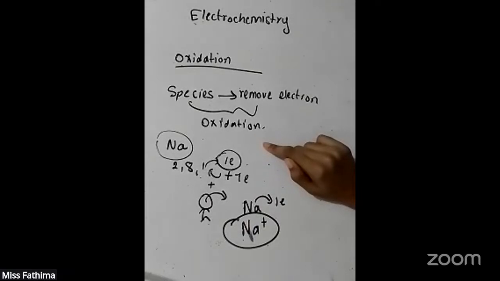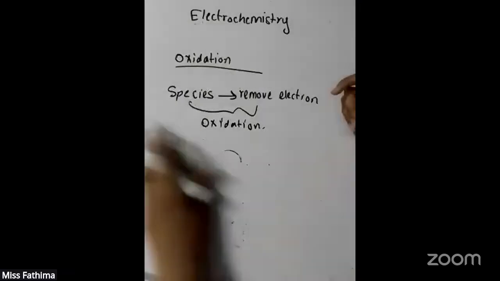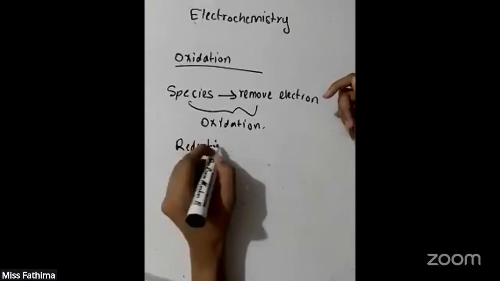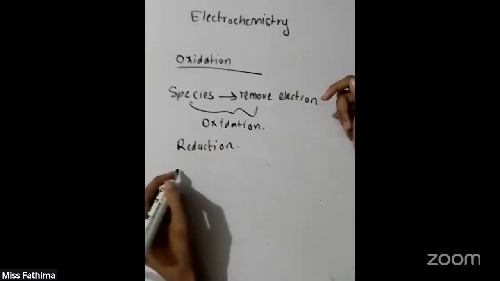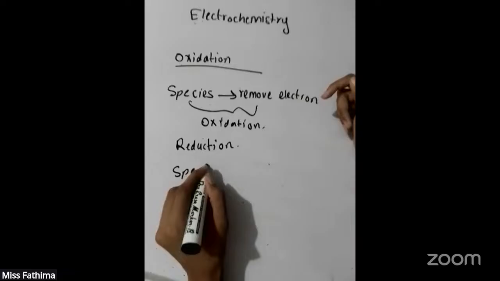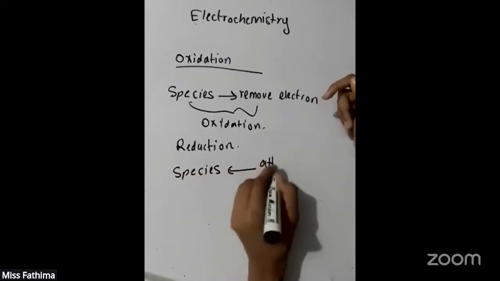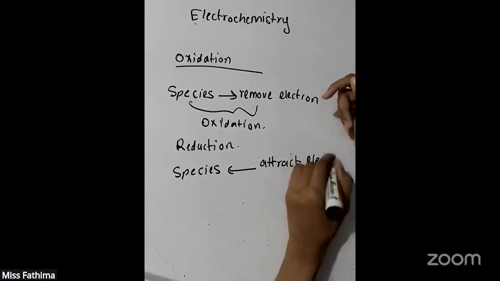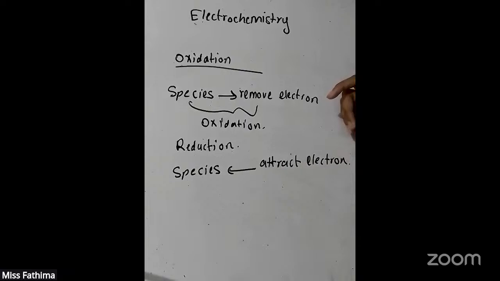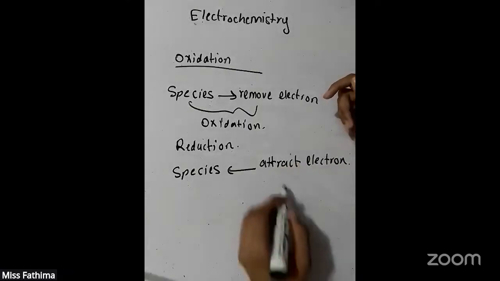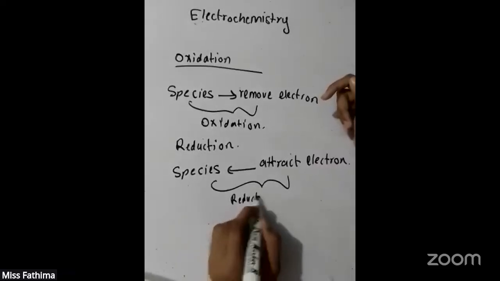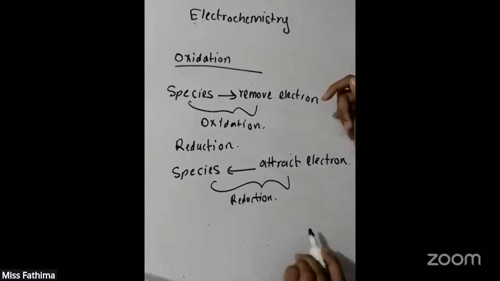Yes, miss. Right. That is oxidation. Then we have to talk about reduction. Reduction is the opposite. Reduction is the process where the species attract electrons. If a species is attracting electrons, that process you call reduction.